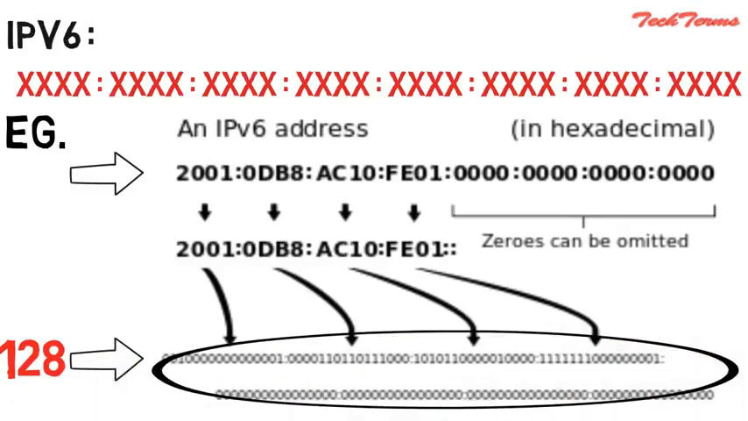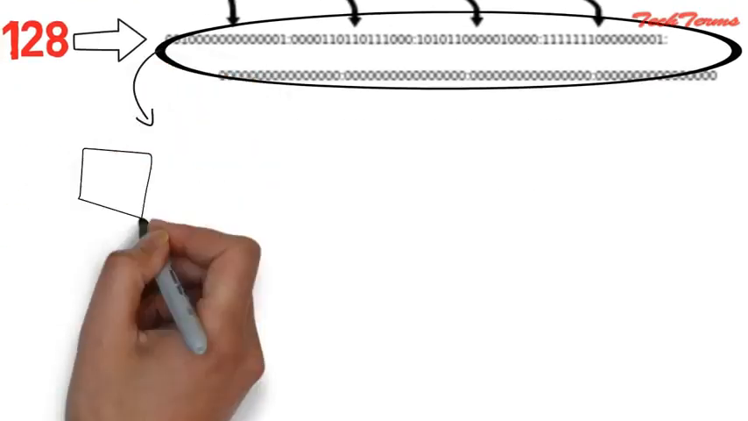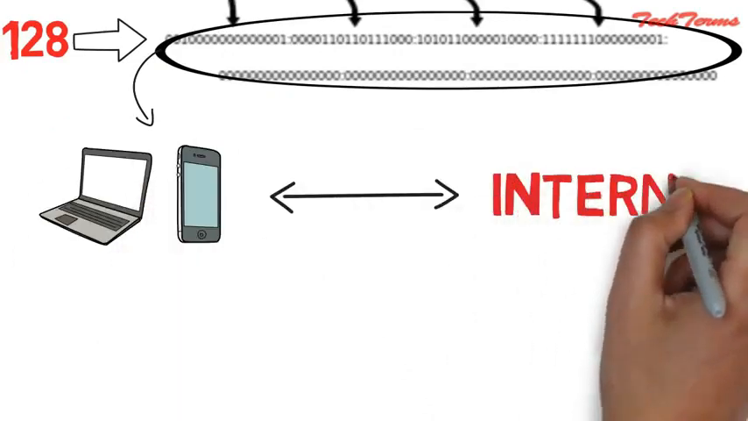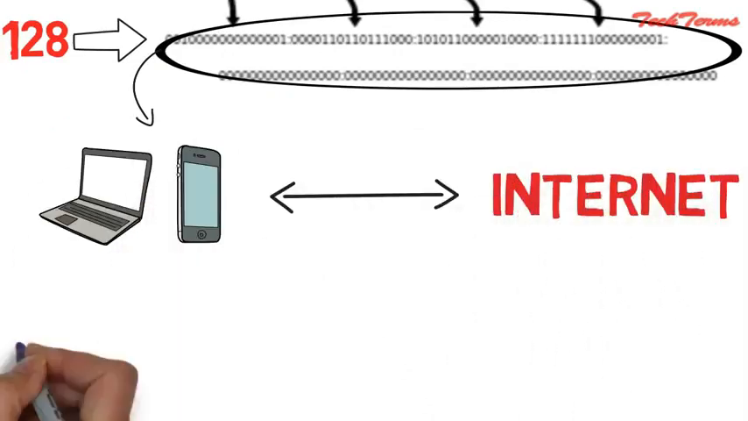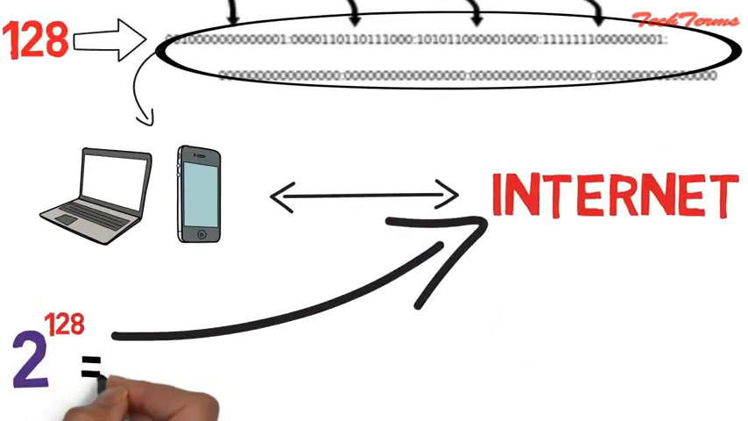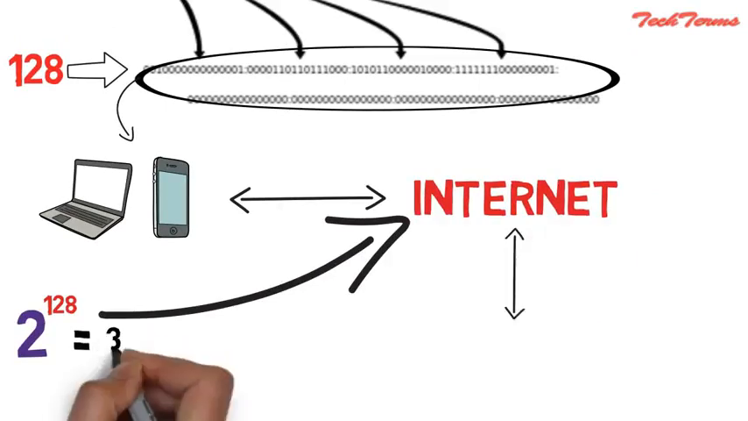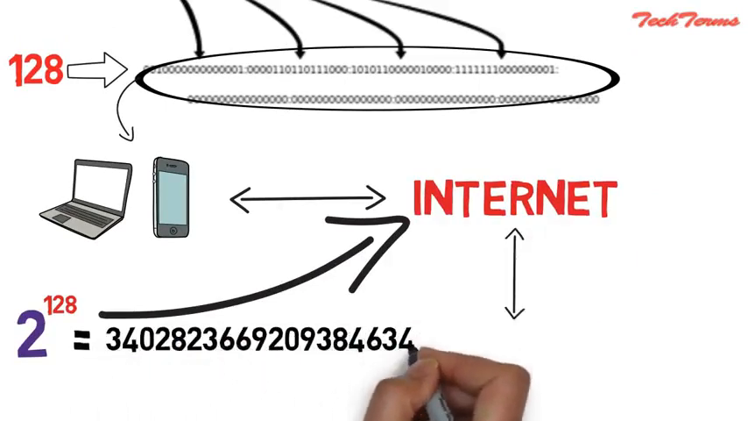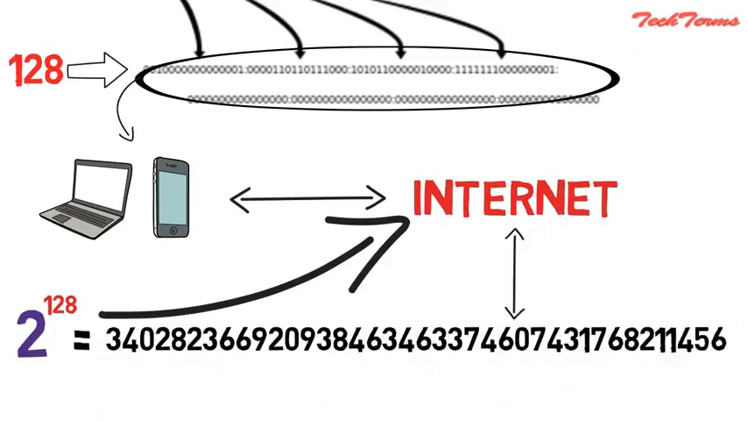Since a unique sequence of ones and zeros is given to each computer connected to internet, with IPv6, a total of 2 raised to power 128 devices can be connected to internet. That is, IPv6 can address this amount of devices, which is actually far more than enough for many future generations.